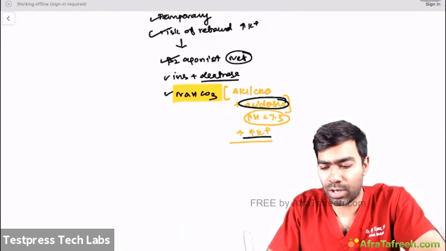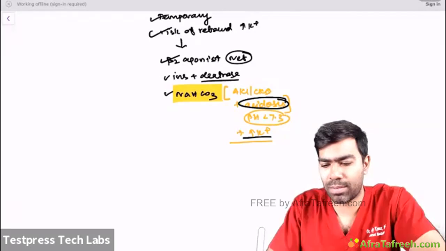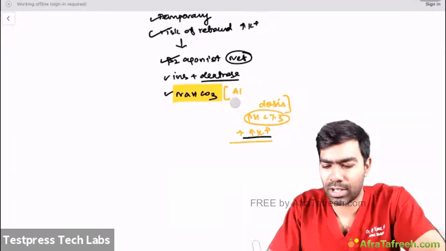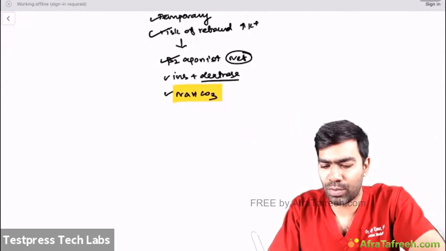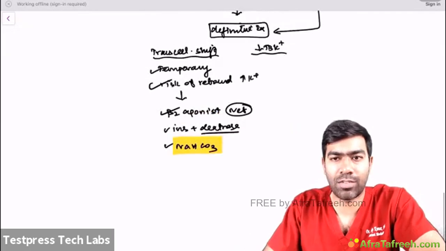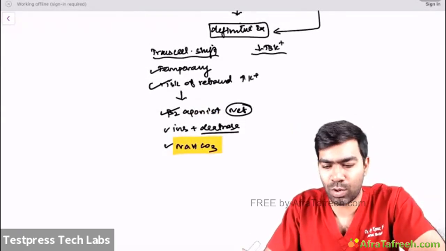That's very, very important. If the patient is having a normal bicarbonate, don't attempt to give. If the patient is having a normal pH, don't attempt to give soda bicarbonate. It will not work. Soda bicarbonate will work only if the patient is having acidosis and hyperkalemia, especially in the setting of a renal failure. It might work. Otherwise, it won't work.